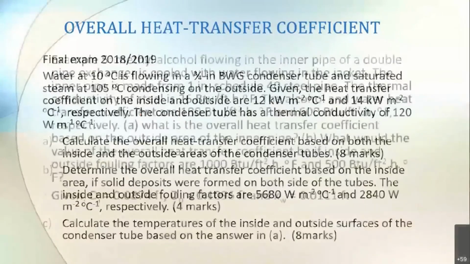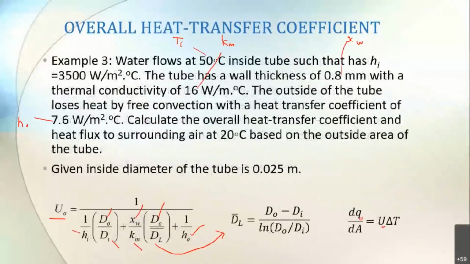So if you look at example number 3, it is given that the inside diameter of the tube is 0.025, but nowhere did the question give you the value of DO. So DI is 0.025 meter, DO is not given. So how do you calculate your DO? I have explained to you in our previous class. What is the relationship between DO, DI and XW? So please go back and try to solve these questions.